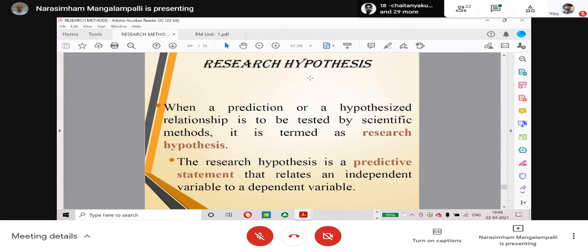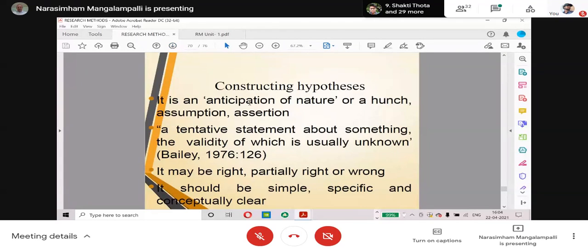So the research hypothesis. Now the research hypothesis, where a prediction or a hypothesized relationship is to be tested by scientific methods, it is termed as a research hypothesis. The research hypothesis is a predictive statement that relates an independent variable to a dependent variable.